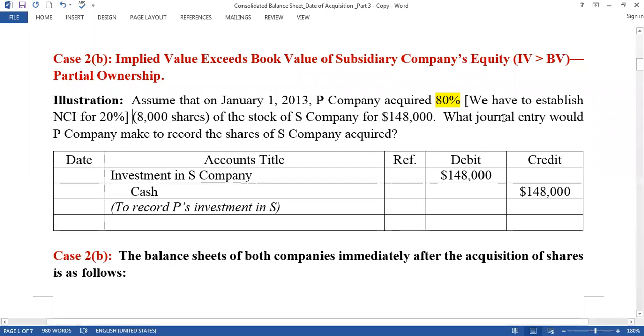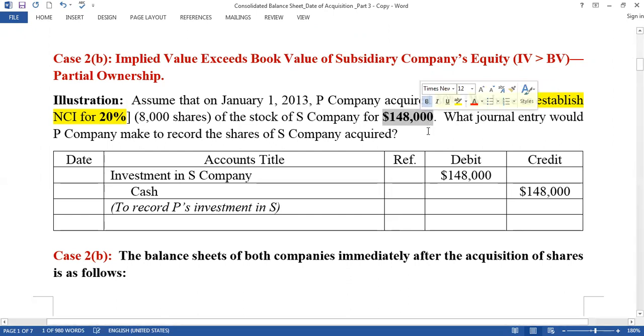So these are the things you have to immediately think. As we acquired less than 100%, we have to establish an NCI account. And how much did you pay for acquiring 80%? You acquired 80% and you paid $148,000. So this is your investment. The money you paid is your investment.